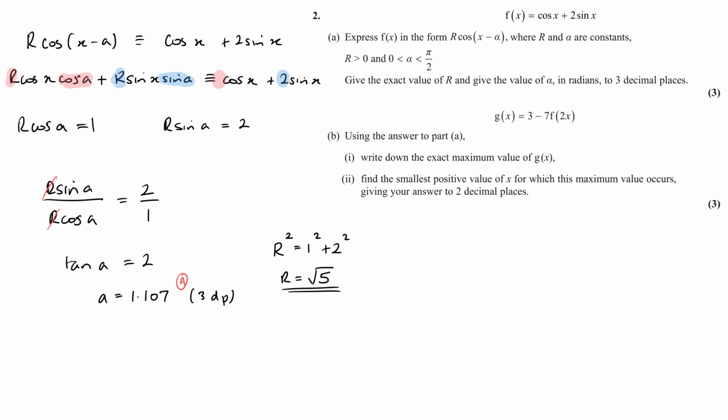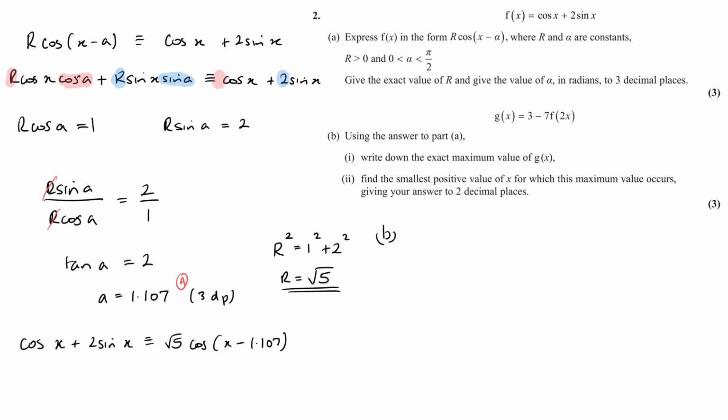So now we can state that cos x plus 2 sine x is equivalent to root 5 cos of x minus 1.107. Okay, and you should do that to finish off with. It's good practice.